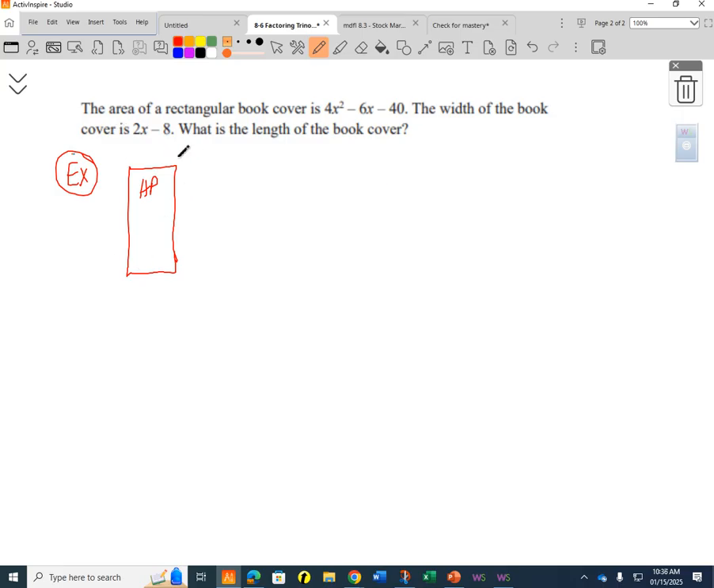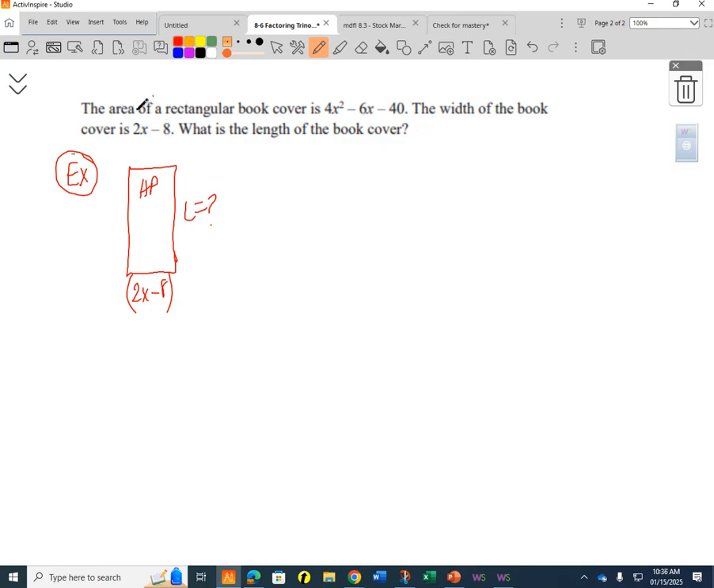It's a rectangle, right? But most books are rectangular. It tells us the width of the book is 2x minus 8. We'll put parentheses around that. It wants us to give them the length of the book. So that would be this other dimension, right? This and this would be the same. This and this would be the same in a rectangle.